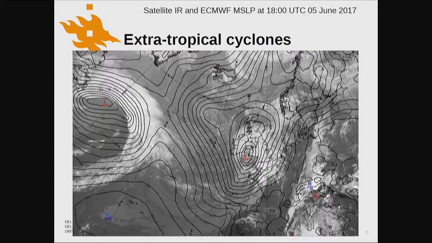We can also see there's an additional low-pressure system here. This is the United Kingdom here, and there's another low pressure here. Both of these we can think of as extratropical cyclones, but both of these systems look very different. So it's important to remember that not all extratropical cyclones are equal. They have different characteristics and different strengths, for example. They have different amounts of precipitation associated with them, even in our current climate.